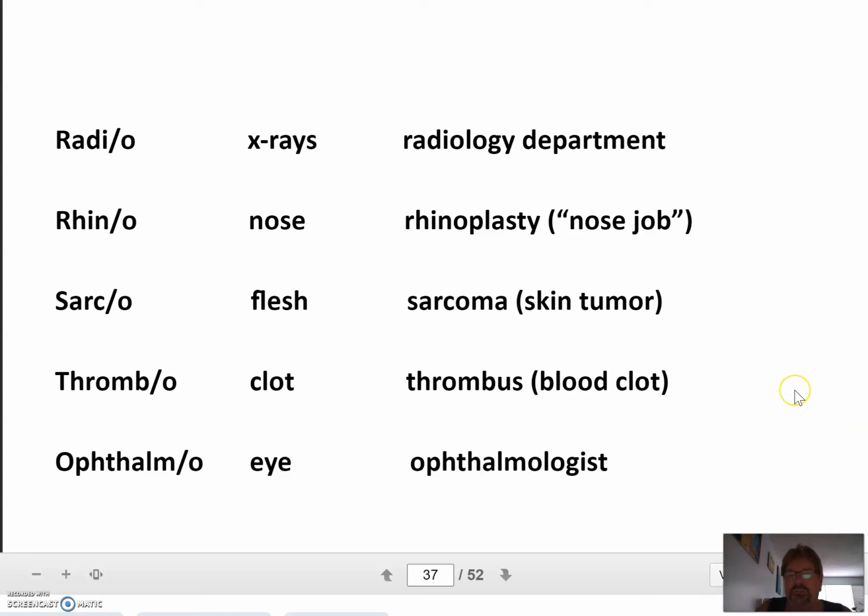Ophthalmologist is an eye doctor. Now, there's also an optometrist. They're an eye doctor too. They're not an MD, but they fit prescription lenses and screen for disease and all that. But if you have to have surgery or something serious done, an ophthalmologist does it.